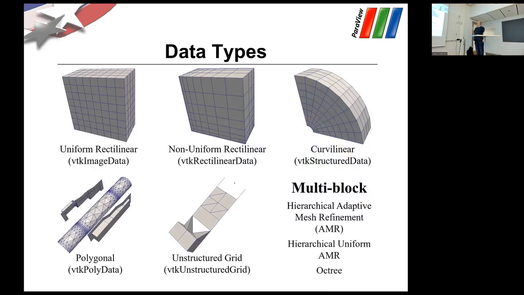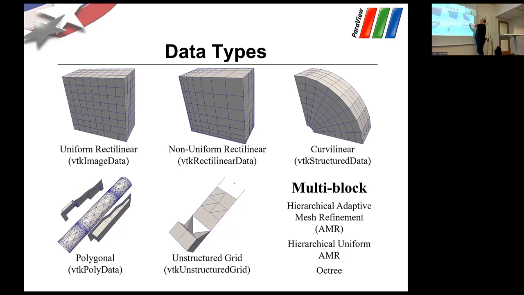ParaView uses a certain number of primitives to do the visualization. So the base primitives here are a rectilinear grid, basically rows and columns of cells in a grid-like structure. We can have a non-uniform grid, that is a grid that has some kind of rules determining the sizes of the different grid elements.